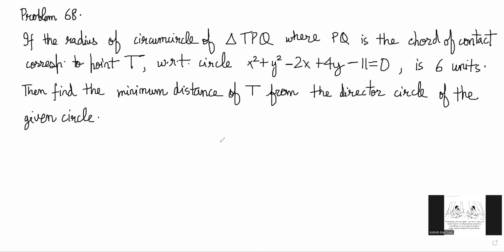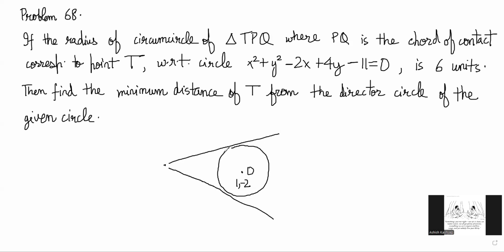So first of all, we have to understand what the question is saying. So we have a circle. This is my circle, let's say. The center of this circle is going to be at 1 comma minus 2, and let's call it O. Now from a point T, we have two tangents drawn to the circle and therefore a chord of contact PQ, and this is point T. Obviously, this line OP is perpendicular. Similarly, OQ is perpendicular. So the situation looks like this.